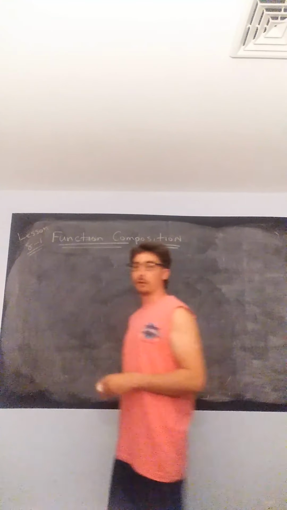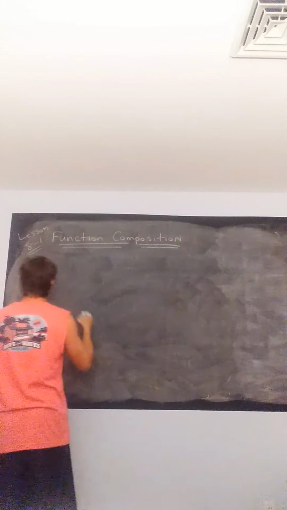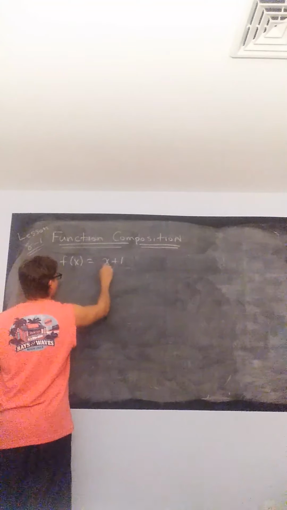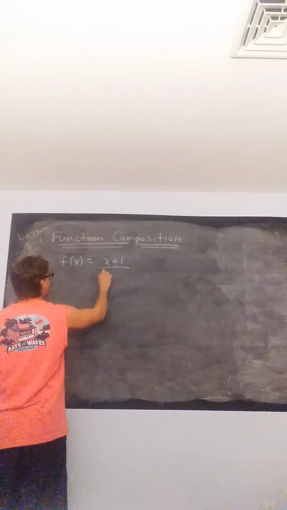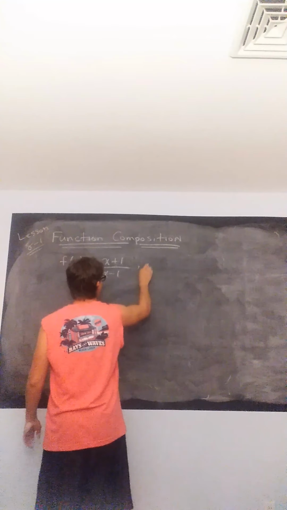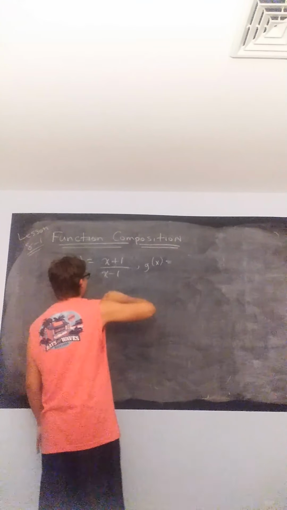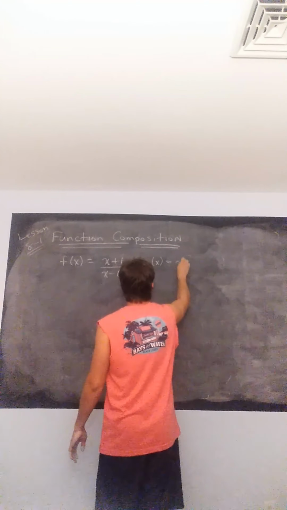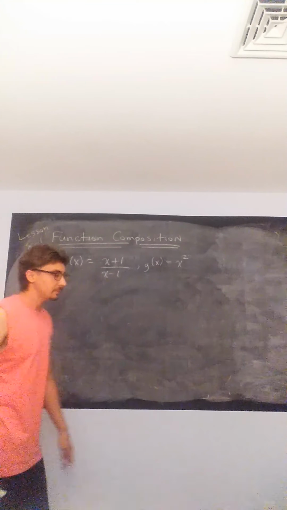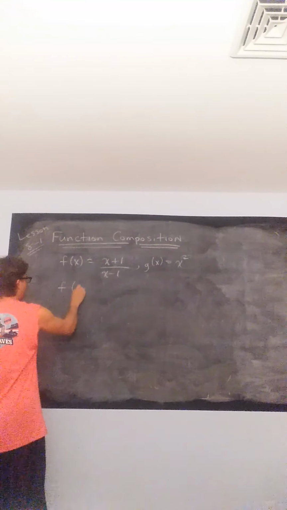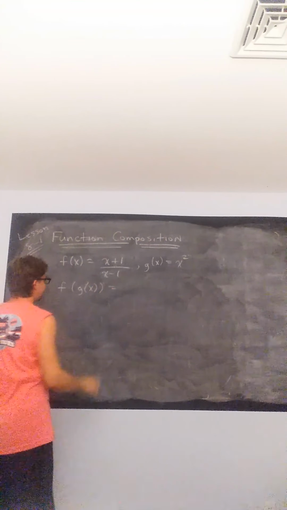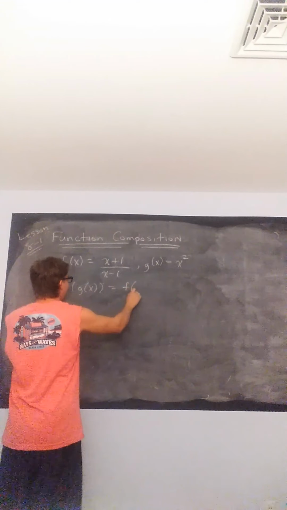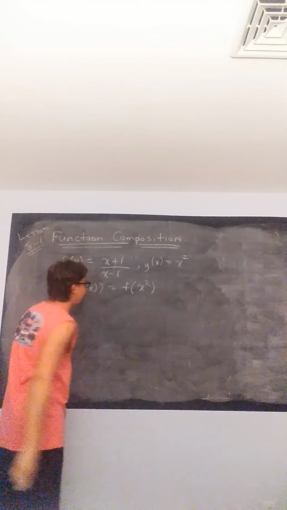So let's see if I can cook up an example that's a little more challenging maybe. Let's say we have f of x is x plus 1 over x minus 1. And how about g of x is, let's say, how about x squared? Let's find f of g of x. So g of x stands for x squared. So we have f of x squared. That's not so bad, right?